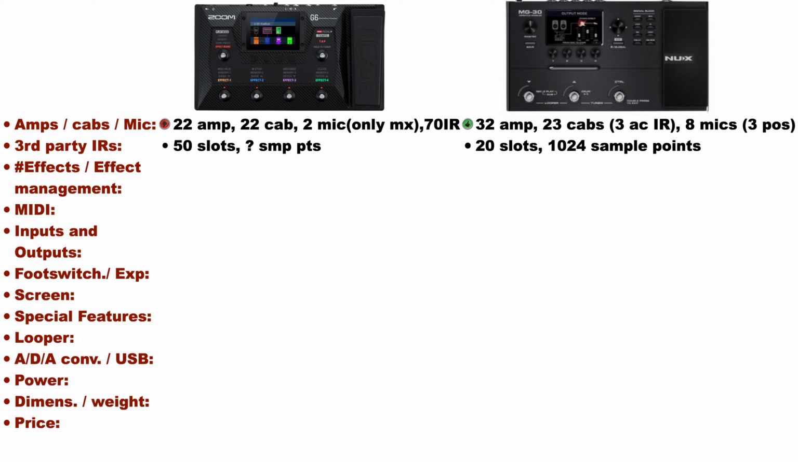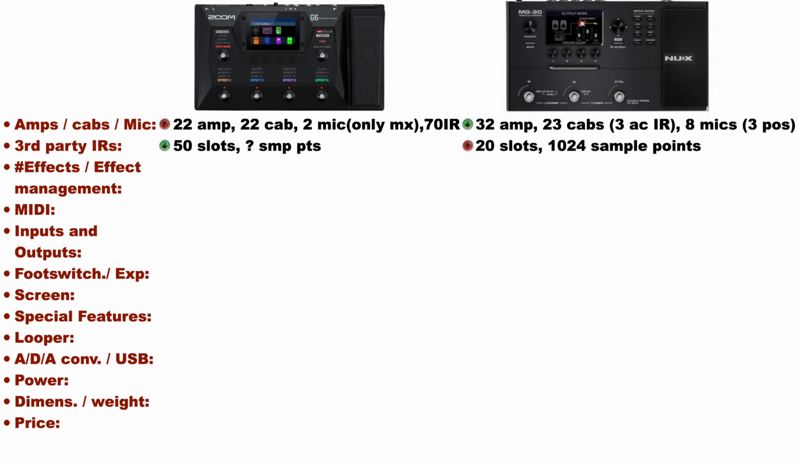As regards third-party IRs, we have 50 user slots in the G6 and 20 in the MG30. That, as far as I understood, is something changed with the last firmware upgrade. Then in the MG30 you can load IRs at 1024 sample points, and unfortunately this value is not known for the G6, even if I think we should be able to load IR at least at 1024 sample points. Therefore, thumbs up to the G6.